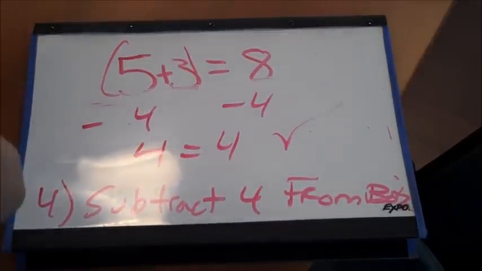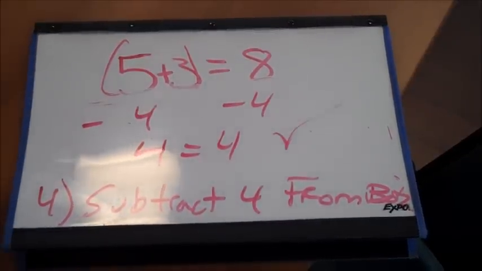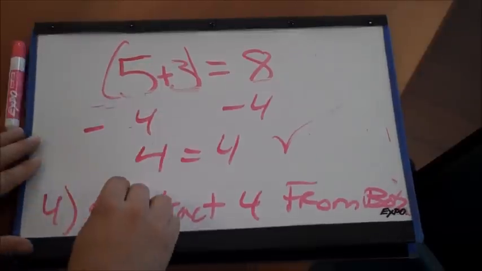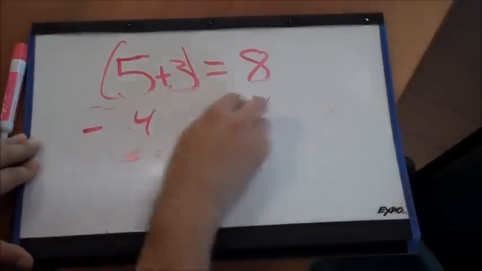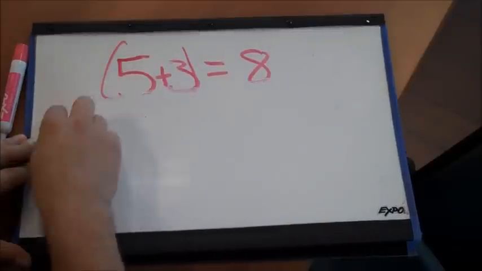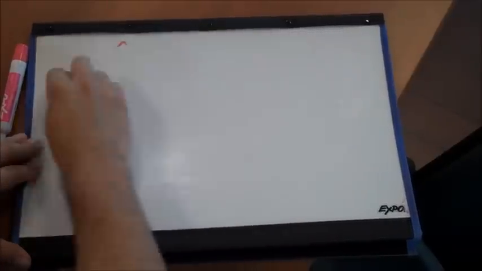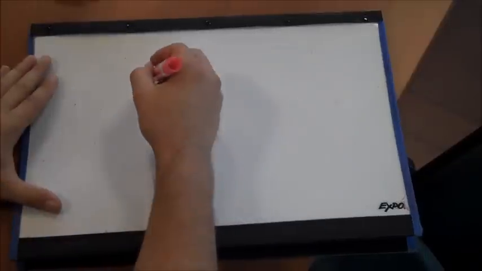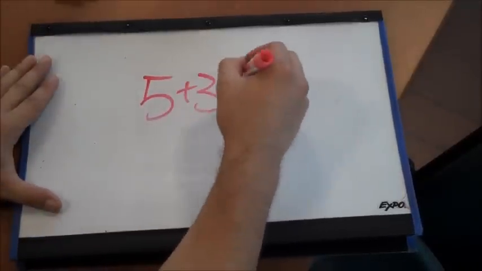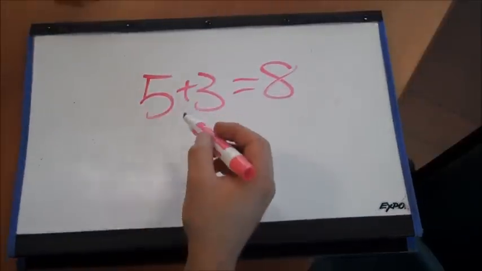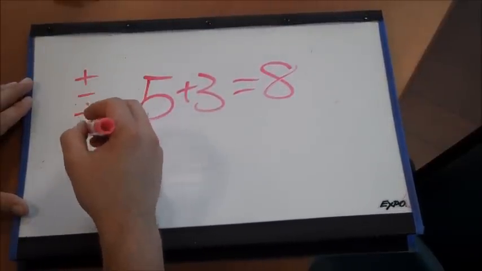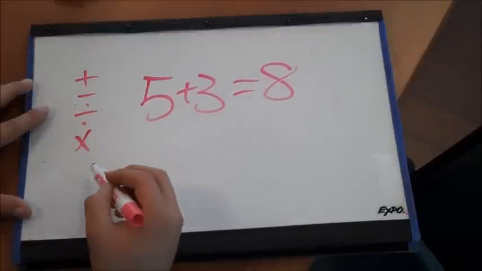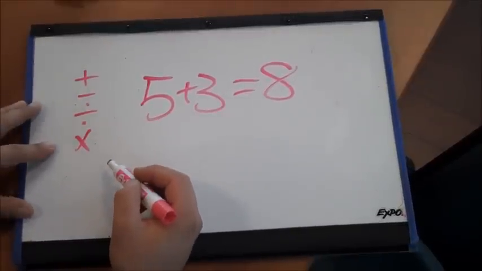What I want you to do is just stop and think for a second. Did the operations that I did affect this original problem? I'm going to rewrite it. 5 plus 3 equals 8. If I did addition, subtraction, multiplication, well, that's division, or multiplication, was it the operation that affected it, or was it something different?